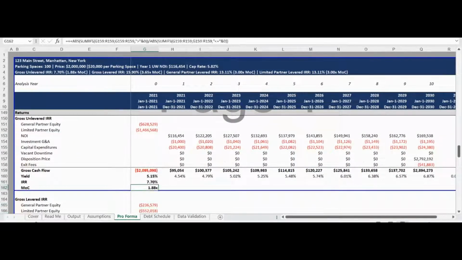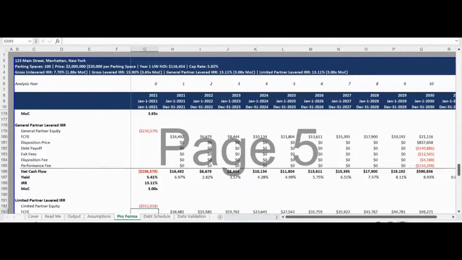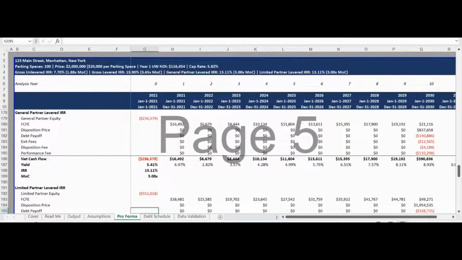The returns section begins by showcasing the gross unlevered internal rate of return, yield, and multiple of capital. The gross levered internal rate of return, yield, and multiple of capital are presented next. The general partner and limited partner deal level internal rate of return, yield, and multiple of capital are presented next. Please note the general partner and limited partner cash flow includes the pro rata performance fee calculated from the Waterfall model, which we will walk through next.